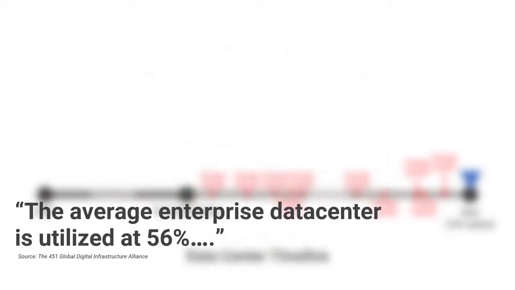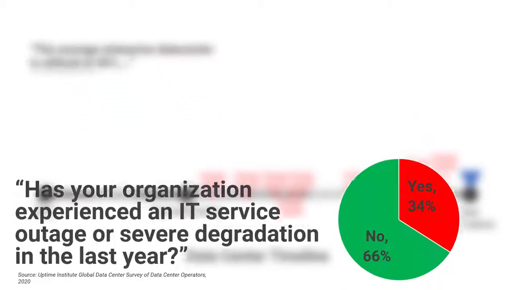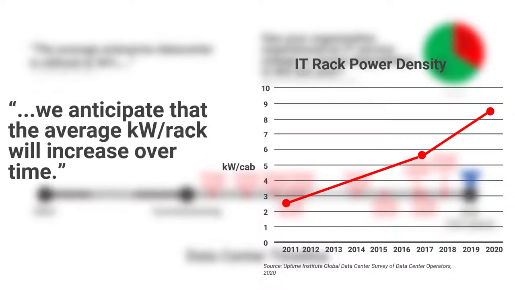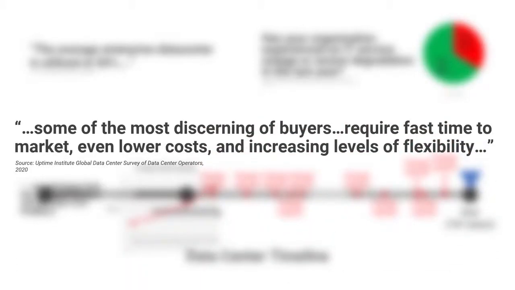And the numbers back this up. According to the 451 Global Data Center Alliance, enterprises use only 56% of their data center capacity. According to the Uptime Institute, 34% of data center operators have experienced a severe outage or service degradation last year. Also, according to the Uptime Institute, rack densities will continue to increase, which will exacerbate the data center management challenge and make it increasingly difficult to meet IT service delivery expectations.